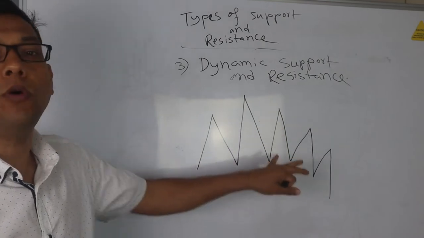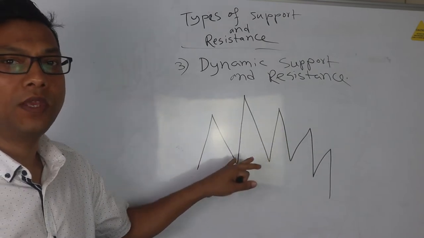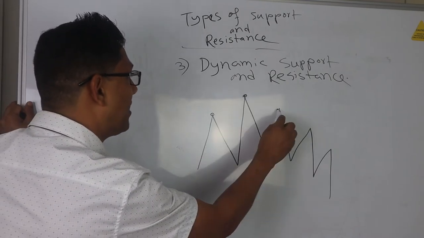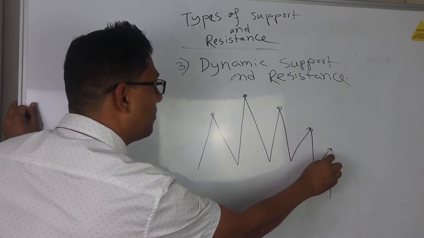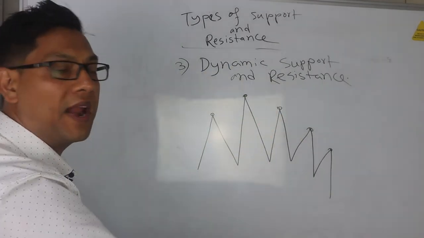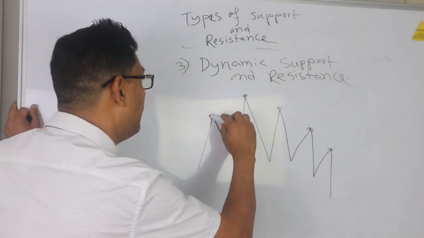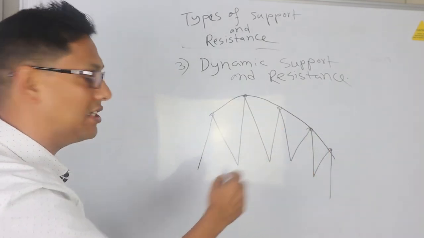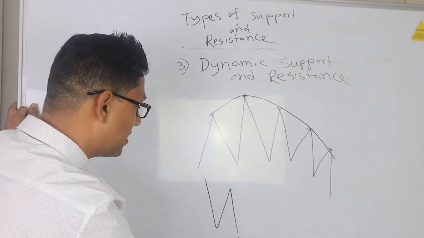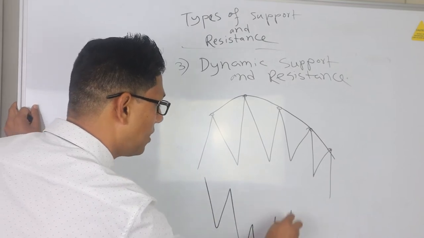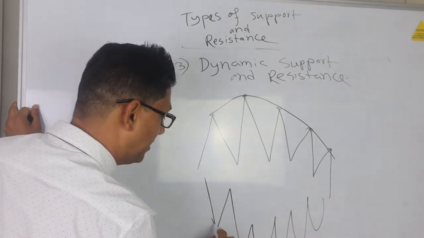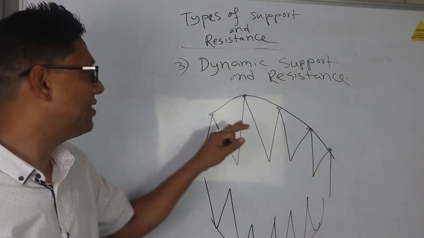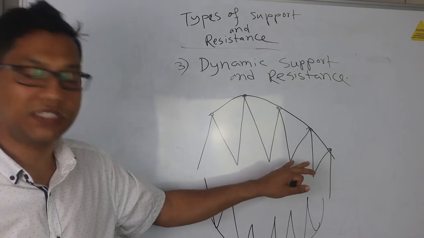This is the most common market structure you can see in a consolidation. Every time, the price is respecting a certain support and resistance, moving in a parabolic or circular way. So if you draw a line connecting all of these and draw this level of resistance, or in case of support, something like this, then you can say that this is a dynamic support or resistance. This is the first kind of dynamic support or resistance.